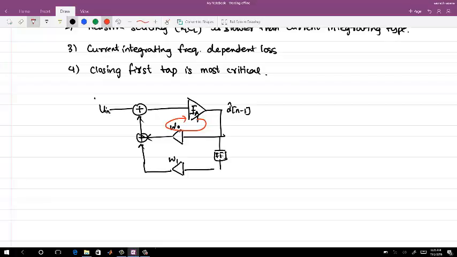So what kind of comparator have you seen before? Is it a sample and hold, right? Sorry, it's a CMOS regeneration type cross coupled latch, right? Is that the comparator you have seen? So let me just show you one.